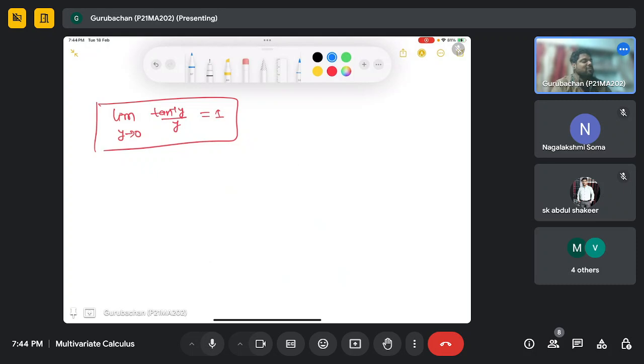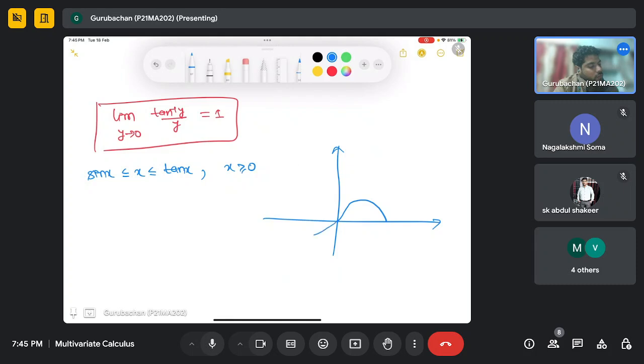So I have let you know my approach: we know that sin x is less than x, which is less than tan x. If you draw their graphs, you will get to know that this is sin x, and I'm talking about x greater than or equal to 0. I will also let you know why I am saying x is greater than or equal to 0, because the inequality will reverse otherwise. And what will be the x equal to y? Here, this is a rough diagram.